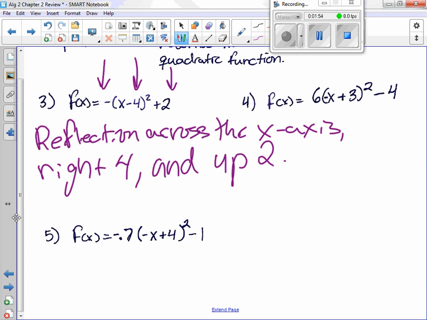And that's all we have to say for this one here. Because there's a negative outside those parentheses, it's a reflection across the x. And the 4 inside, the x minus 4, tells me it's 4 to the right, and the plus 2 tells me it's up 2. And that's all we have to do for this one here. Questions on this here?